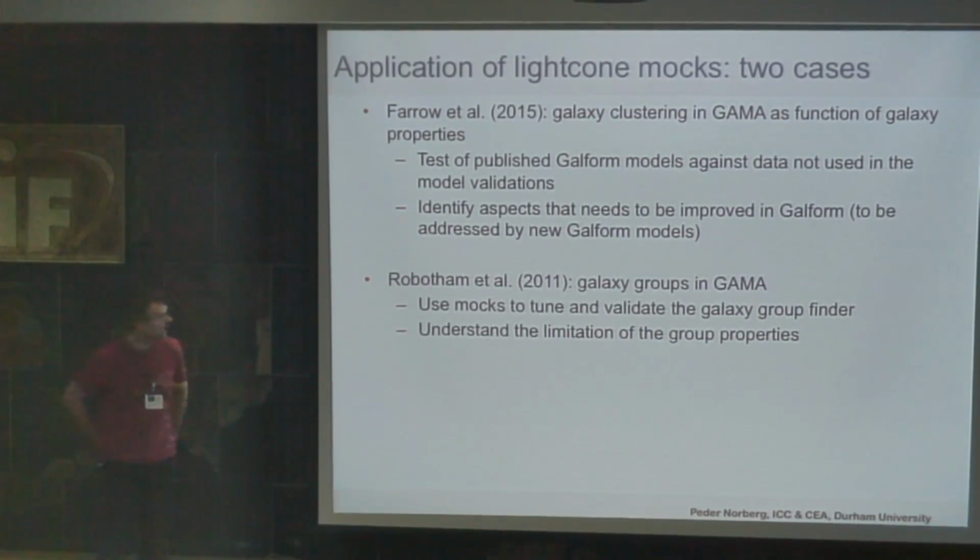In Robotham et al., which presents the galaxy groups in GAMA, or how to do it, the aim there is to use the marks to tune and validate a group finder algorithm. So that's a completely different aim of using the marks. We just want to make sure that we understand how it works, to actually understand the limitations of the group properties we get from this group finder. So it's two completely different applications of marks, which are both valid in their own right. So that's just going to go through the Farah et al. work.